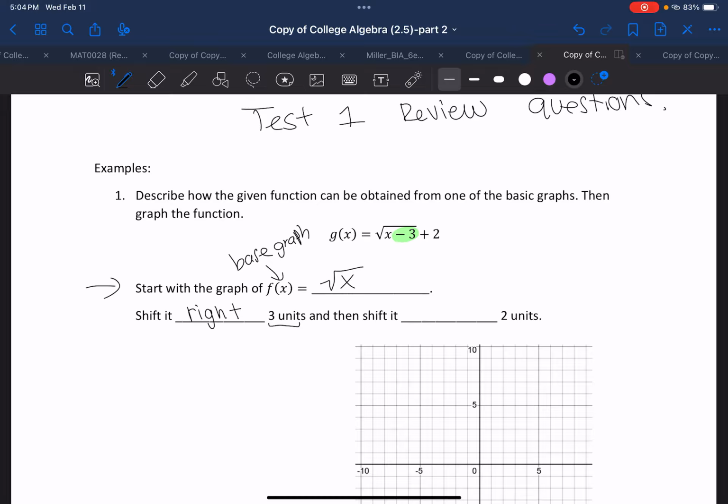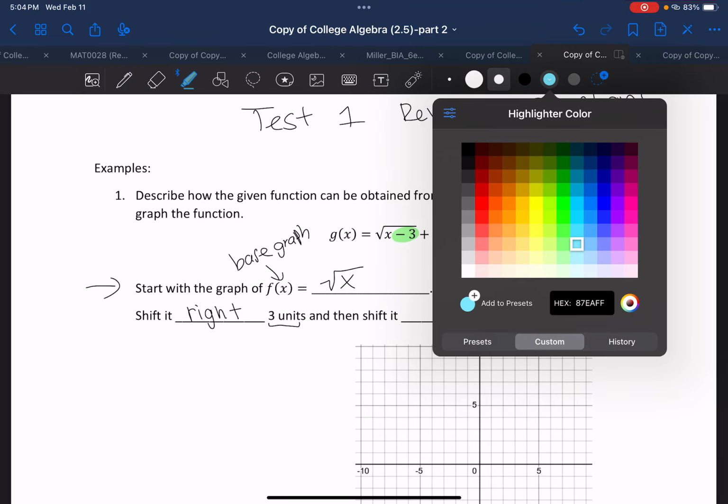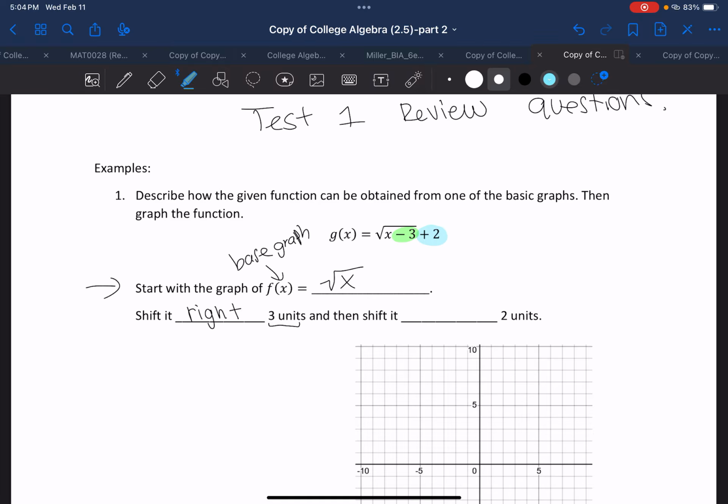And then shift it blank 2 units. So I see the 2 they're talking about. And this is being added to the entire function on the outside. So this is a vertical shift. And that one is just like it says. If it's being added, then it goes up. So this is shifted up 2 units.